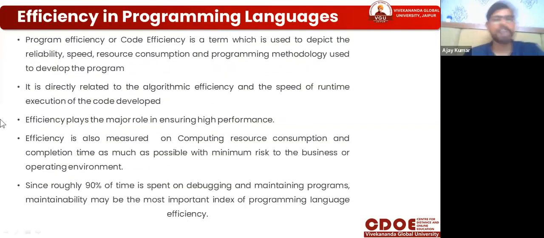Program efficiency. Now we have done the paradigm part. I already defined the five types of paradigm. First one imperative, second procedural, third functional, then declarative, and object oriented. So these are the five ways to solve a problem in a step by step manner.